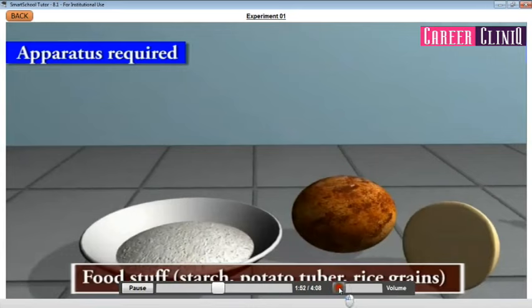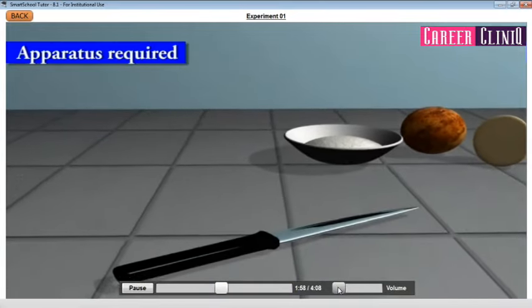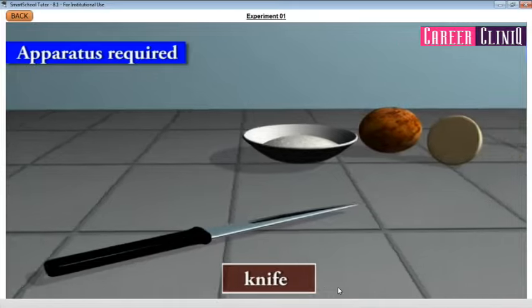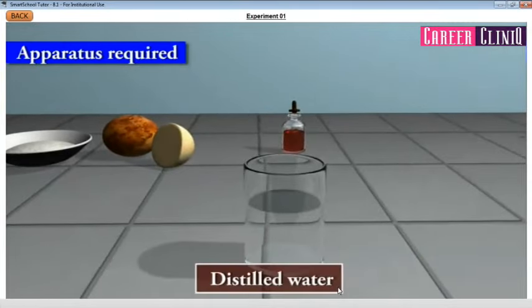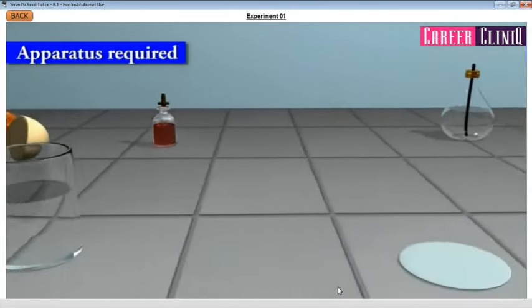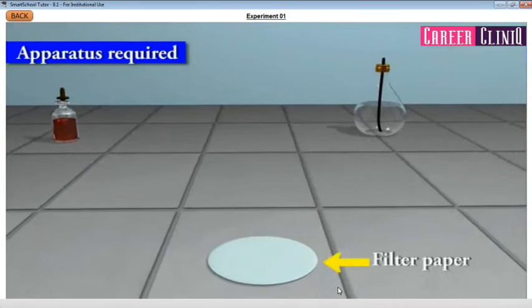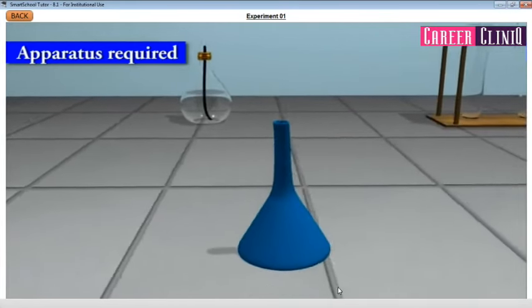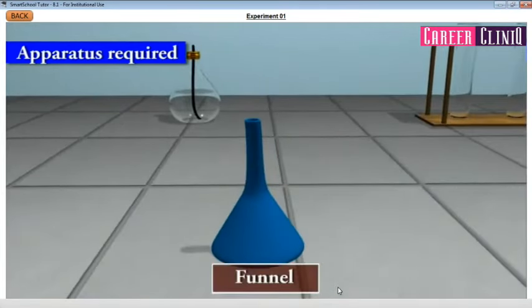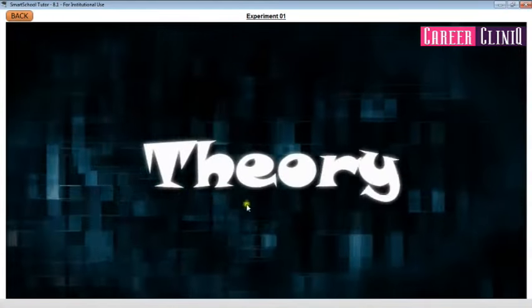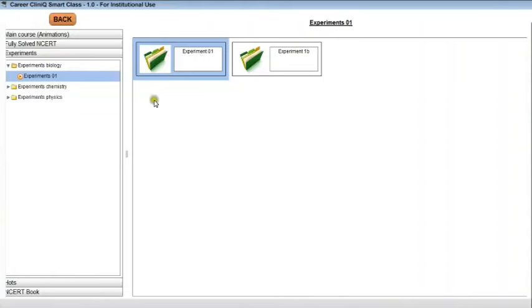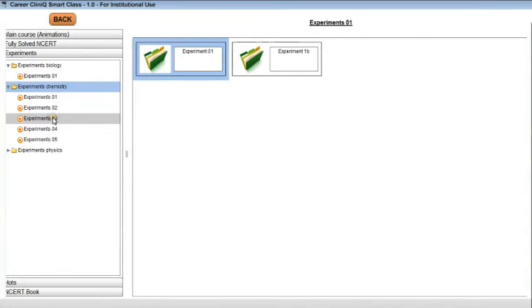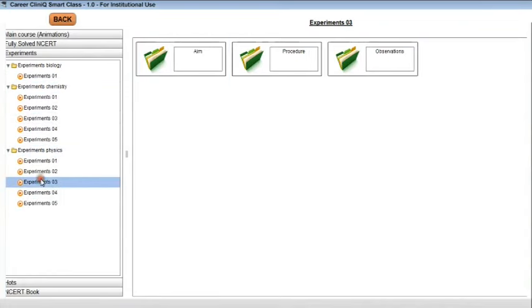So what happens is, even if you go for the first time to the lab, you have a very good chance that you'll do it correctly at the first instance. So this is particularly important for schools which do not have a lab, or which have a lab which is not well equipped enough. Students can still learn the practical examples through these videos. So these are the experiments of biology, chemistry and physics as the kids are supposed to do.